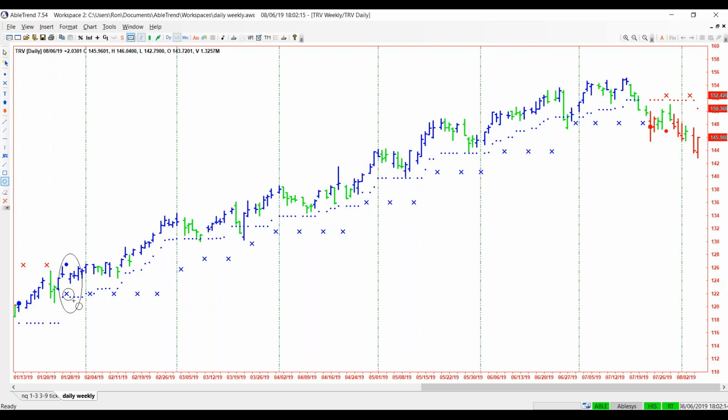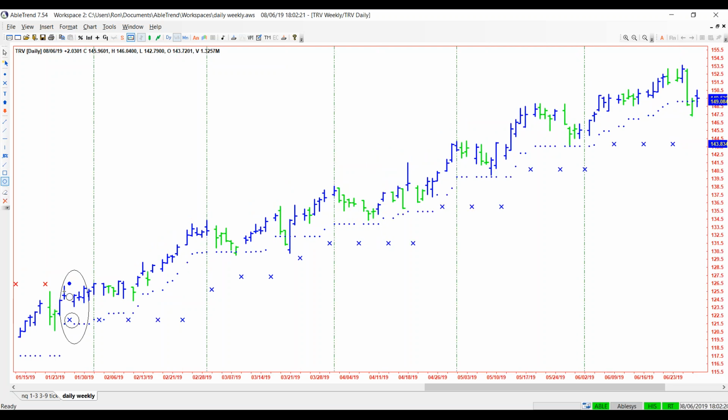So this is a perfect setup right here because it's blue bar, blue dot, blue X. The X is the weekly support that blocks or stops the price from going lower. The dot is the daily support that blocks or stops the price from going lower. And they're both blue. So blue means up in AbleTrend. Green means sideways. Red means downtrend. So once we got rid of the red X's, meaning there's no more resistance above the price, meaning there's nothing there to block it from going higher, because the red dots and red X's are the opposite of the blue dots and blue X's. Red and blue are opposite. The red dots and red X's stop or block the prices from going higher. That's resistance. The blue dots and X's block or stop it from going lower.